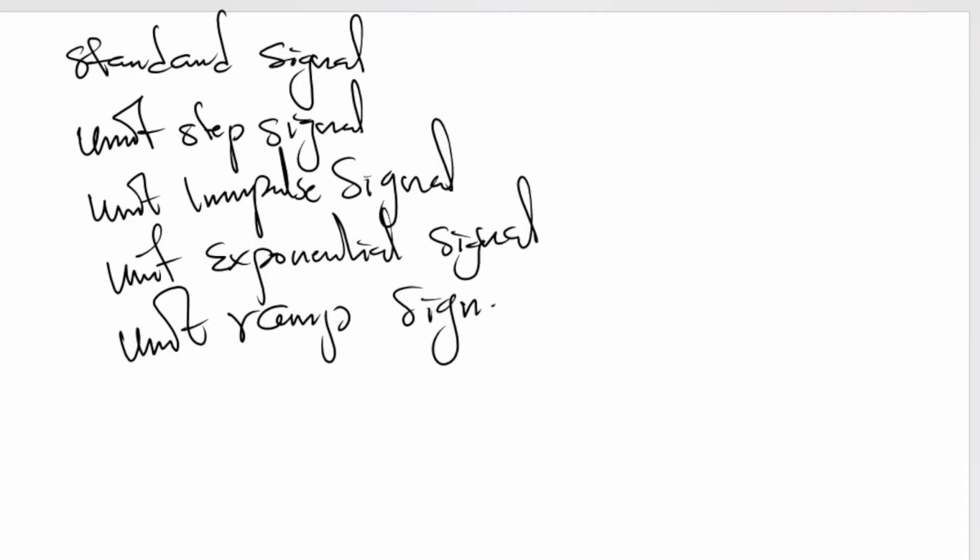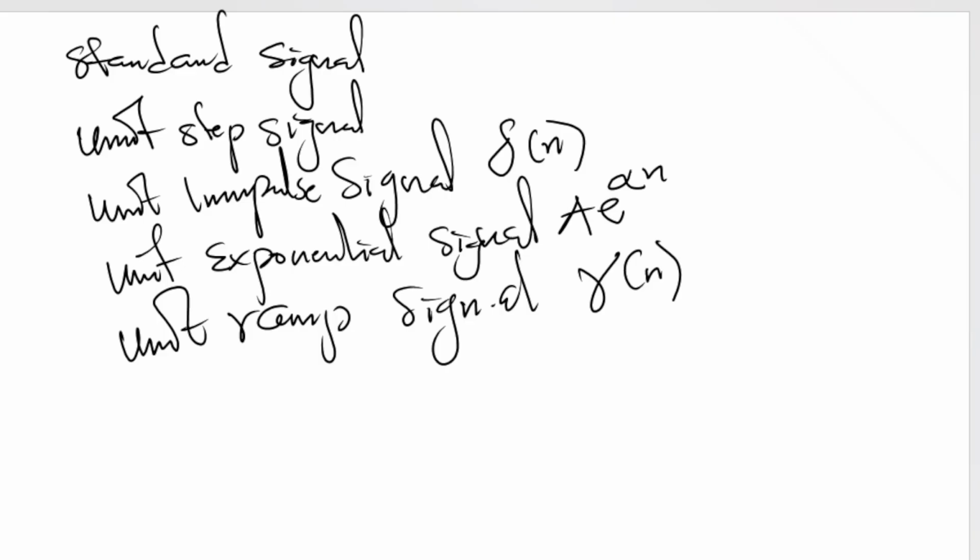Now, your unit ramp signal is denoted with r of n. This is for discrete signal. Your exponential signal is denoted with a exponential alpha n. This is for discrete signal. Your impulse signal is denoted with this, while your unit step signal is denoted with u of n.